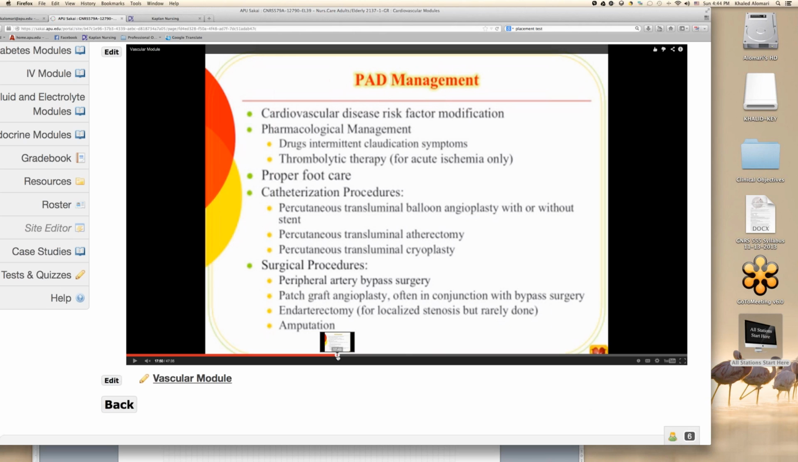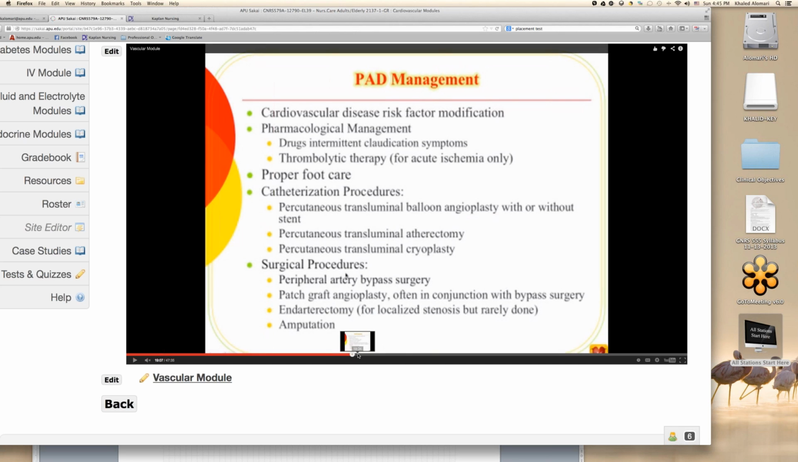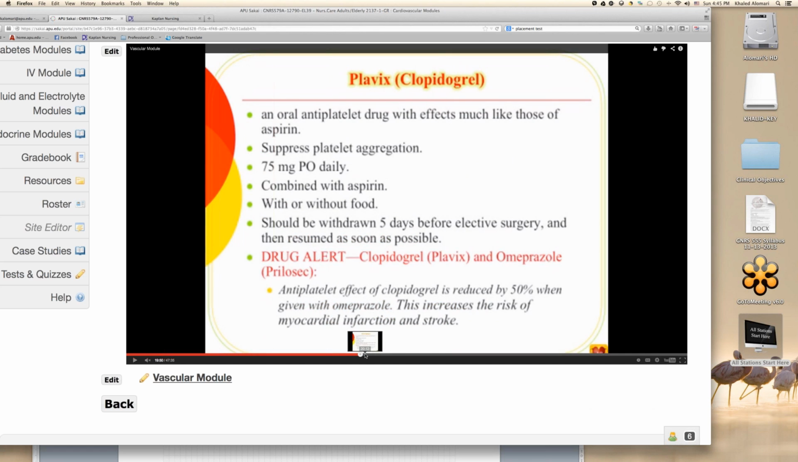Okay, so again, PAD, like in intermittent claudication, you will try rest. If rest doesn't help, we have some medication that we could use, and it depends how serious the problem is. And I go over everyone in detail.